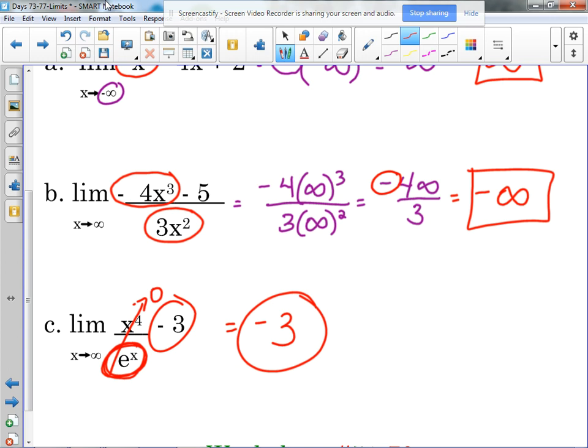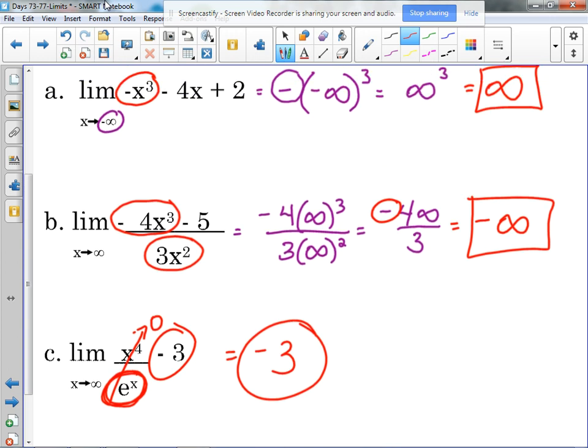Rational functions, the same thing. Is the top bigger or is the bottom bigger? Or are they the same?